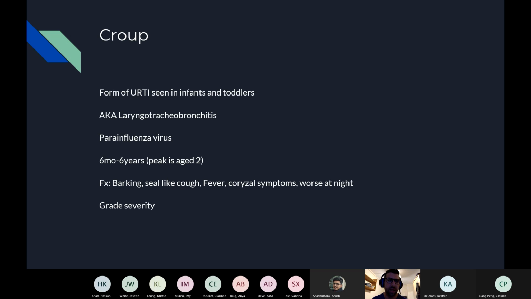So first of all, croup. This is basically an upper respiratory tract infection, most commonly seen in infants and toddlers. It's also known as laryngotracheobronchitis. It's most commonly caused by the parainfluenza virus, and it's most commonly seen from 6 months to 6 years, but the majority of them are age 2 or around there. It's got a seal-like, barking cough. They have a fever, coryzal symptoms normally beforehand, and it gets worse at night because when they lie down, it basically causes more of the obstruction.